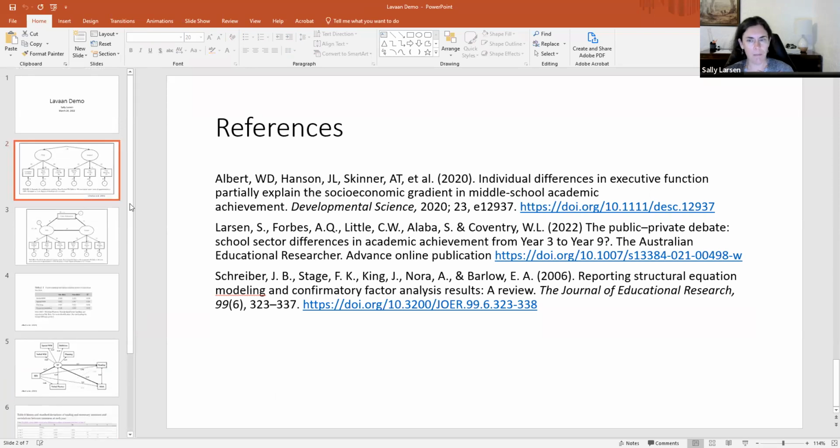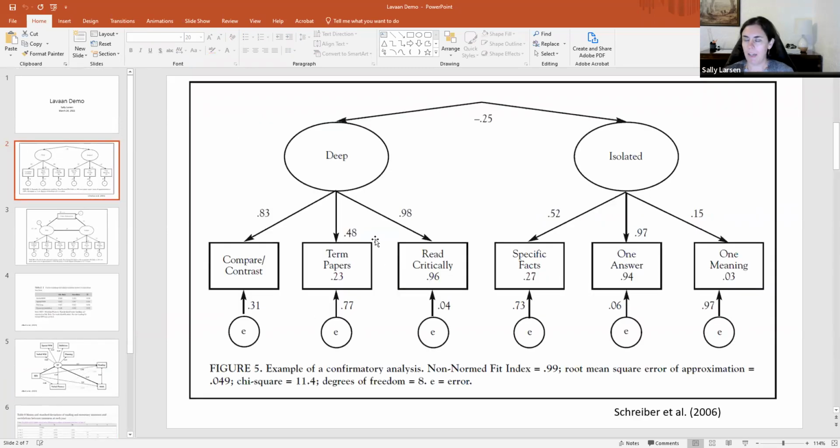So the first diagram that I'll try and replicate in this R code is this one. And so it is a paper, it's got an education focus to it. And so the constructs that are there are deep learning, and then I think it's isolated learning. And each of the latent factors is indicated by 3 observed variables. And so this is what the model looks like once they run the model with the data. I'm just going to make this smaller so I can see what I'm doing here.